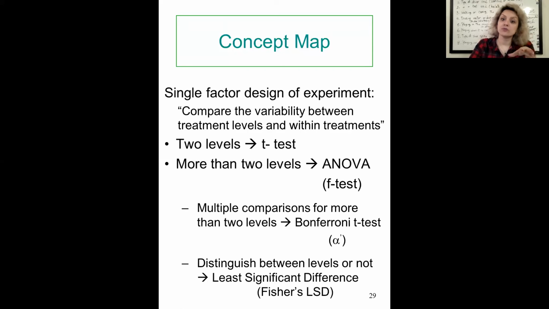And if you want to distinguish between levels or not, when we say levels, we mean levels of treatment. So I have the treatment as a diet, so my factor is diet. I have one single factor, which is diet, and my diet has 4 levels of the treatment. To distinguish between levels, we use the LSD method. For example, we can distinguish between treatment A and treatment B. So that's the LSD method.